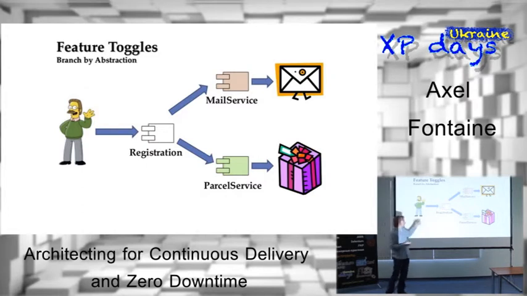You can then decide, of course, in which environment you would like something to be active. So you can say, okay, I want the parcel service in this case to be active in development, but not yet in test or in production. And then once that's okay, you activate it in test, and once it's proven to be okay in test, you activate it in production.